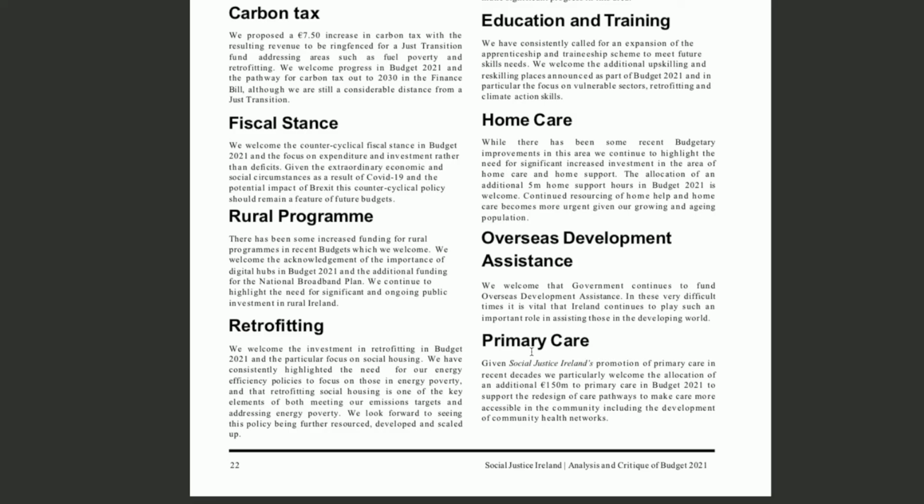And finally, given the fact that Social Justice Ireland has been advocating for decades for the development of primary care teams as the cornerstone of the healthcare system, we want to acknowledge the 150 million that was allocated in the budget to primary care to support the redesign of care pathways to make care more accessible in the community, including the development of community health networks. That for us is a very serious piece of progress that we want to acknowledge.